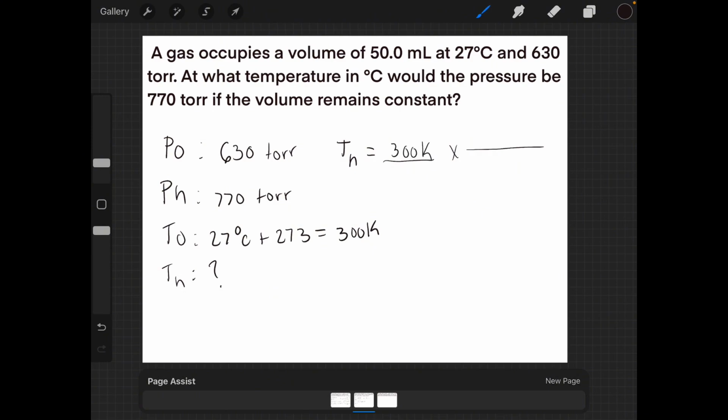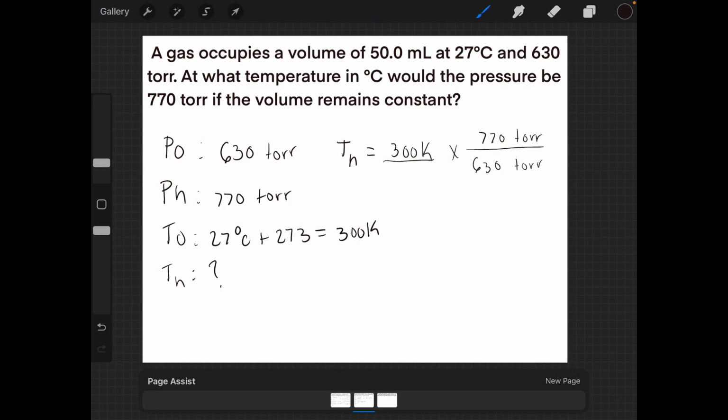By looking at my old and new pressures, I am able to see that there was an increase, which means my temperature will increase as well. Because I have a direct relationship, I'm going to put my new pressure of 770 torr on the top and my old pressure of 630 torr on the bottom.